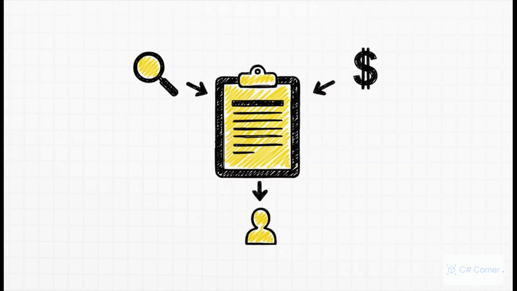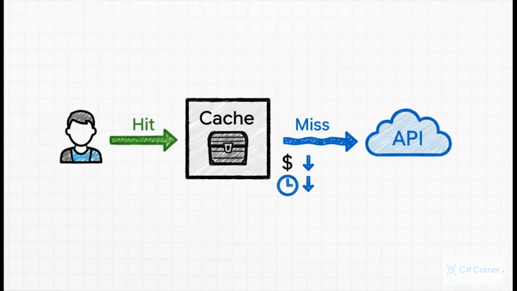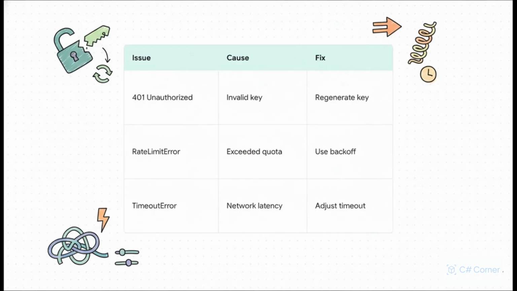Next up, logging. You absolutely need to log every request. It's key for debugging and tracking costs. And here's a pro tip. Cache your results. It'll save you money and make your app way faster. Here's a quick cheat sheet. Keep this handy for when you run into these common issues.